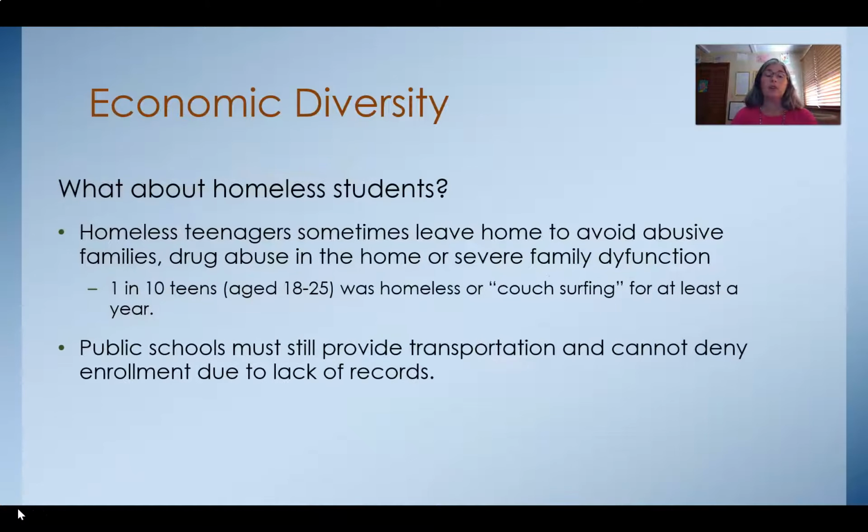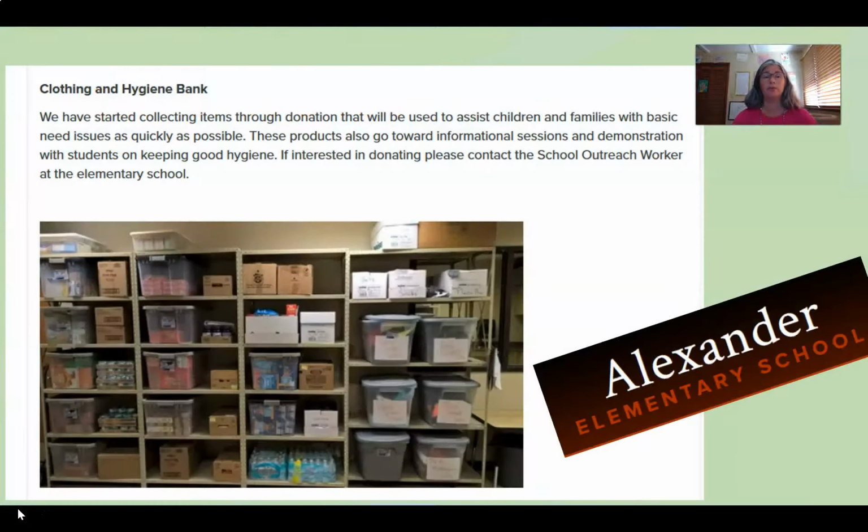While we're looking at homeless students, I do want to point out that public schools still do have an obligation to provide transportation, so to provide bus service from the location where the students are, and they also cannot deny enrollment if these students lack some of that so-called essential paperwork that you would usually need to enroll in schools.